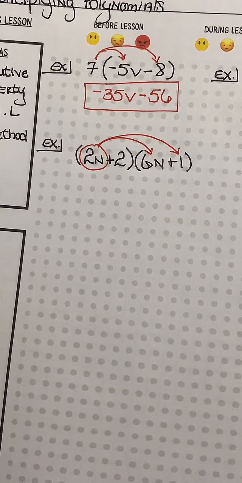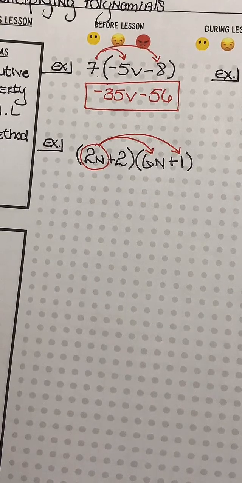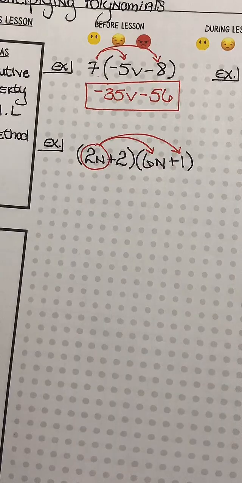What would I get? Okay, what would I get? So I got 12n squared plus 2n. Okay. All right, so that's going to be the first part.